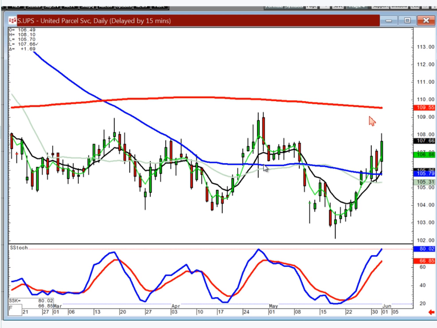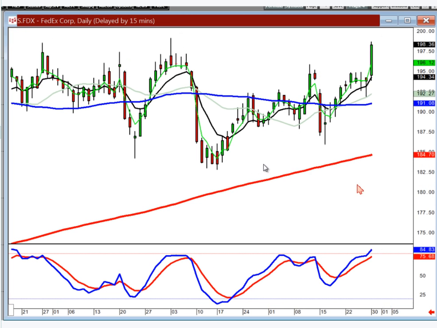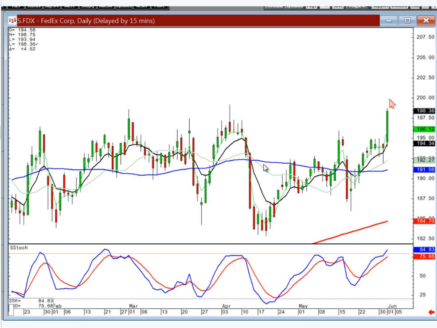FedEx, little breakout. Again, another institutional trader. I'd be more, if you're long, you stay long, but you definitely want to see it get through this resistance level.